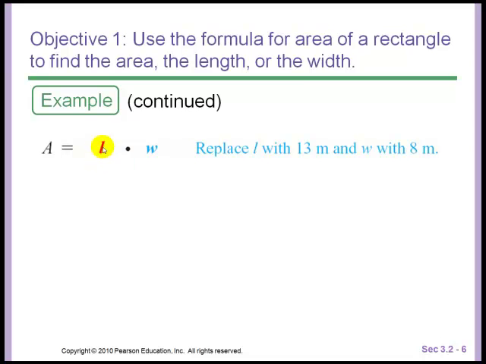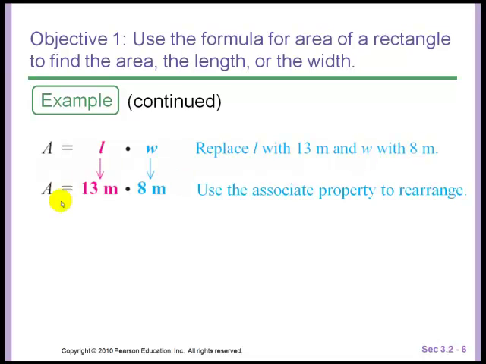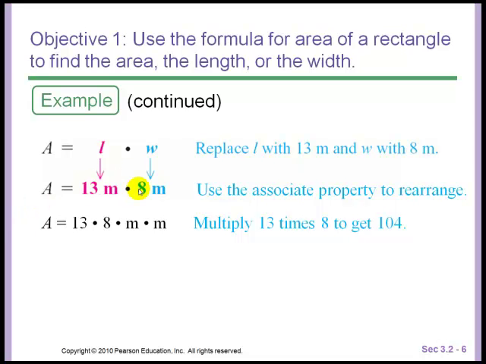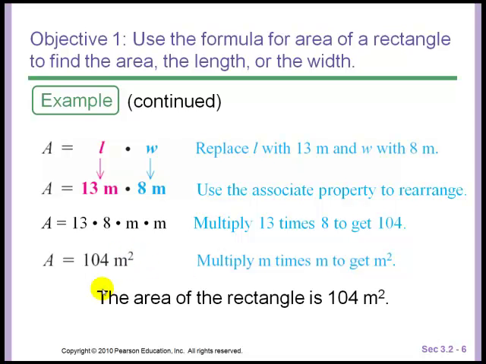So, to use the formula, we would replace the L for length with 13 meters and the W for width with 8 meters. We're going to use the associative property to rearrange. So the 13 will get multiplied by the 8, and the meters will get multiplied by the meters. 13 times 8 is 104, and meters times meters is meters squared. That is why area has square units, because you are multiplying the unit times itself, and when you multiply something times itself, we write it as a square, just like x times x was x squared. Well, meters times meters are meters squared. So the area of the rectangle is 104 meters squared.